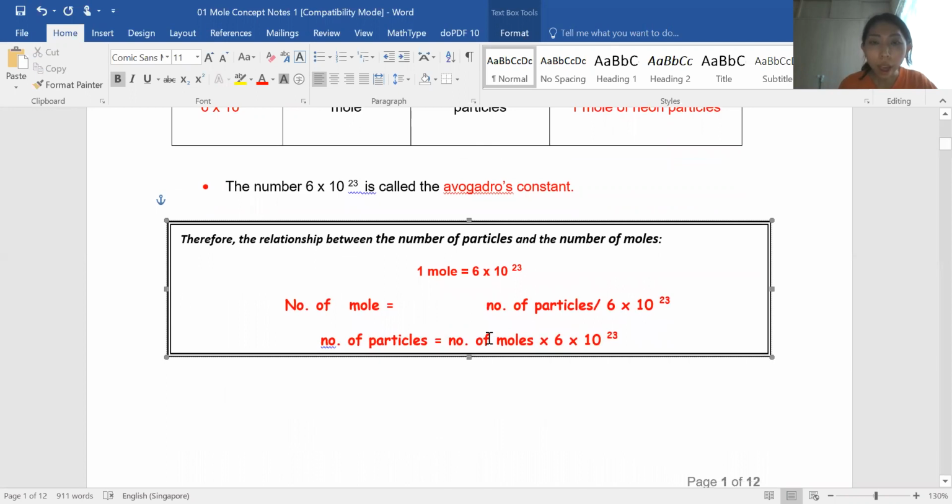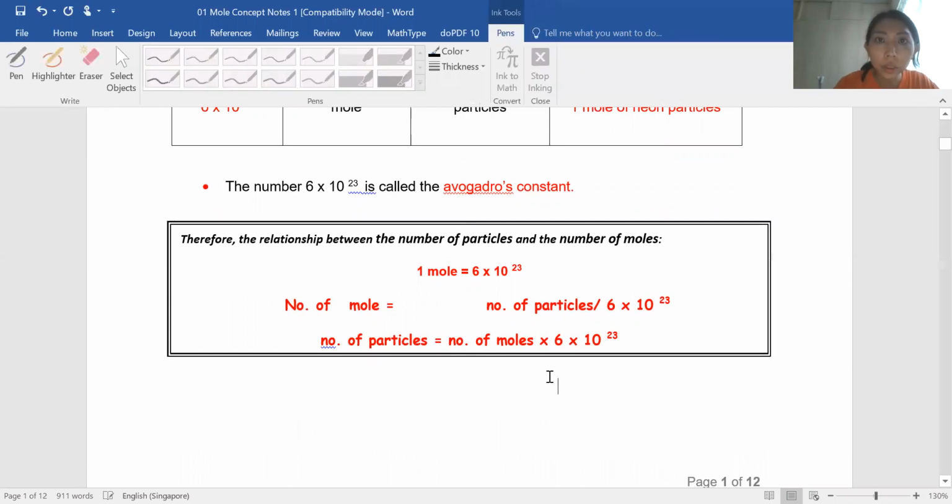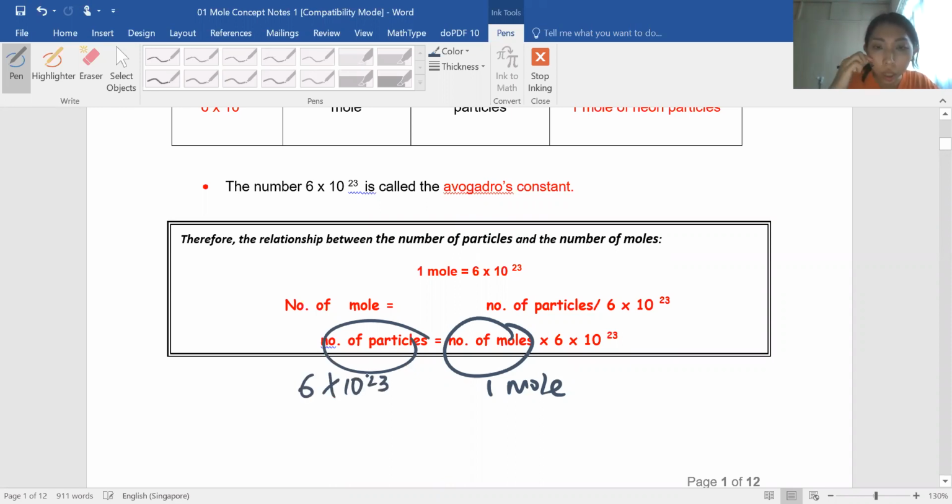So let me use a pen to write here. Let's say I have 1 mole, then my number of particles will be 1 mole times 6 times 10 to the power 23, which will be 6 times 10 to the power 23 particles. If I have 2 moles of substance, then it will be 2 times 6 times 10 to the power 23 particles, right? And so on and so forth.